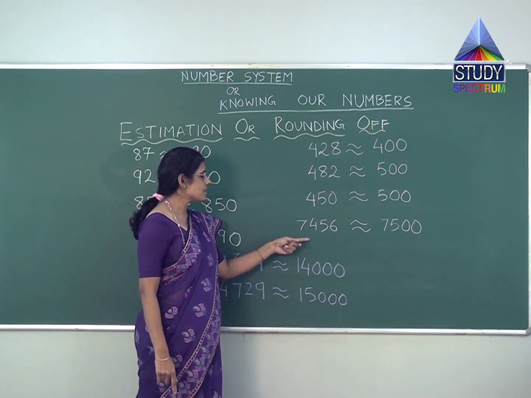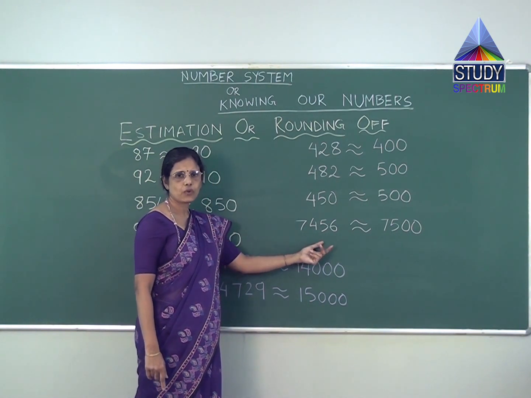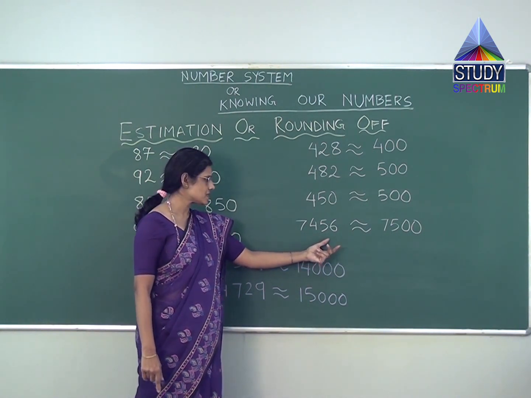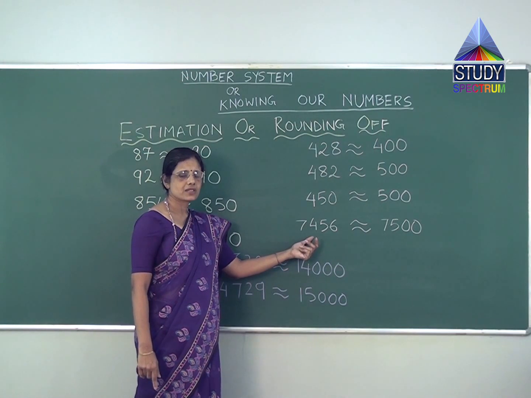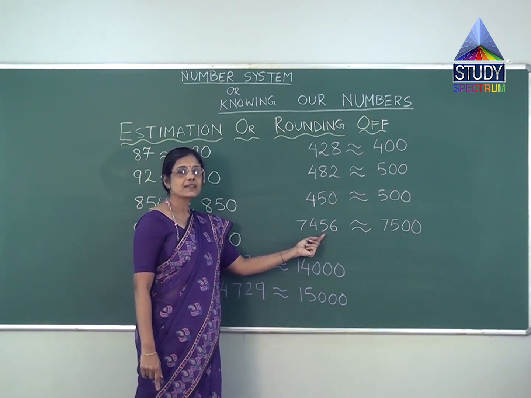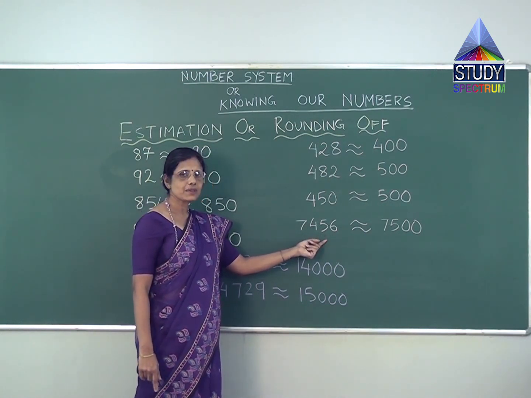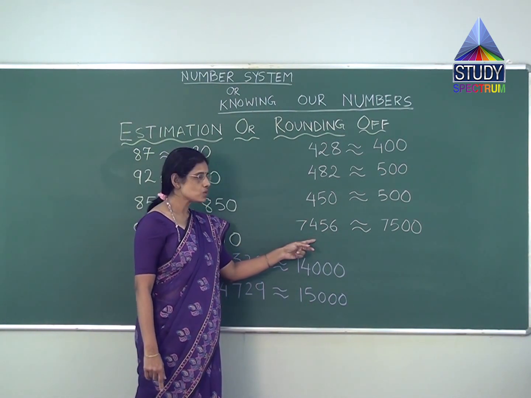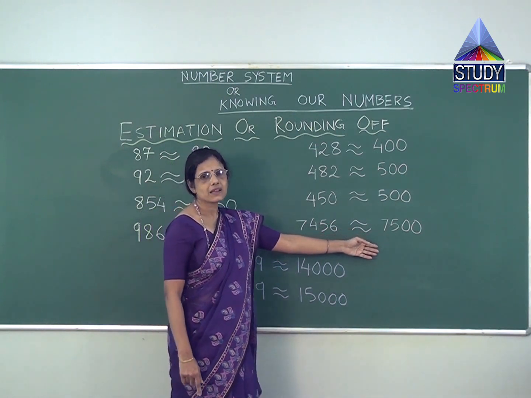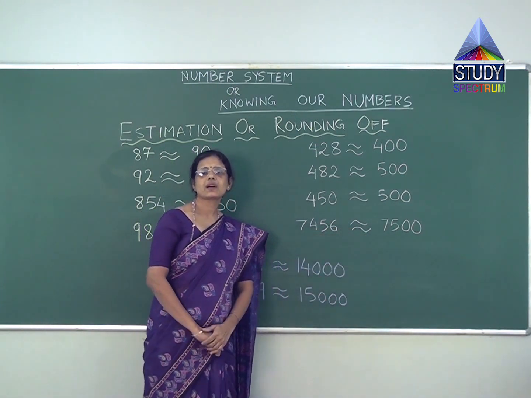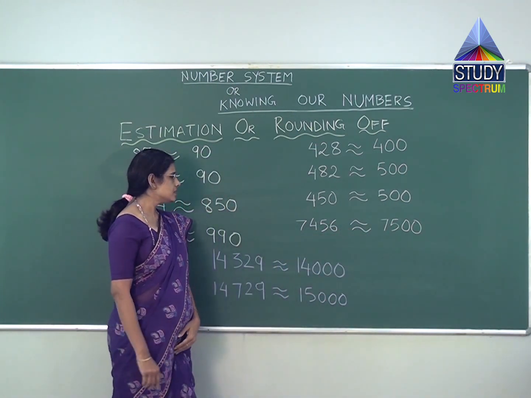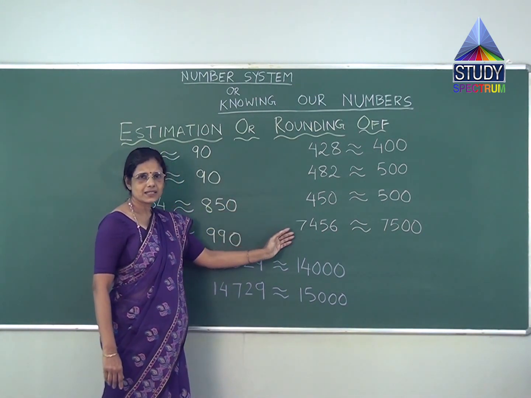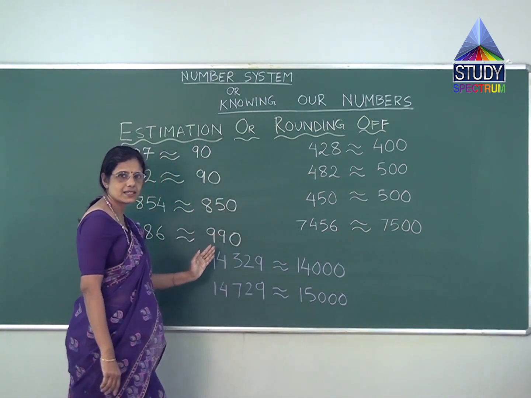Now I have taken a 4-digit number, but you have to do nearest hundreds again. The 4-digit number is 7456. Nearest hundreds, look at the tens digit. It is 5. This 5 means I have to add 1 to the hundreds digit. So the value becomes 7500. So 7500. So these are the nearest hundreds. These are the nearest tens.